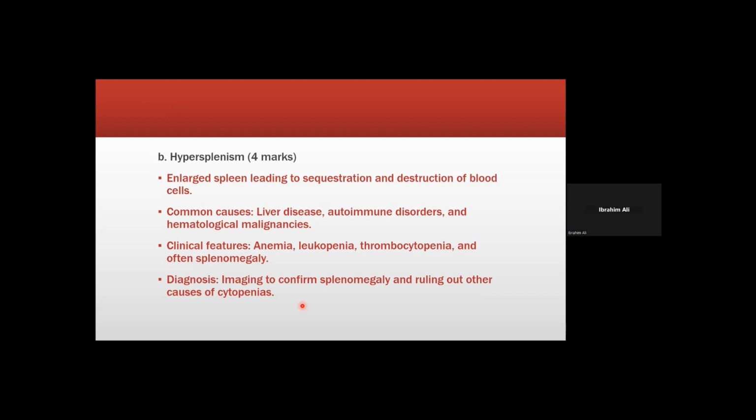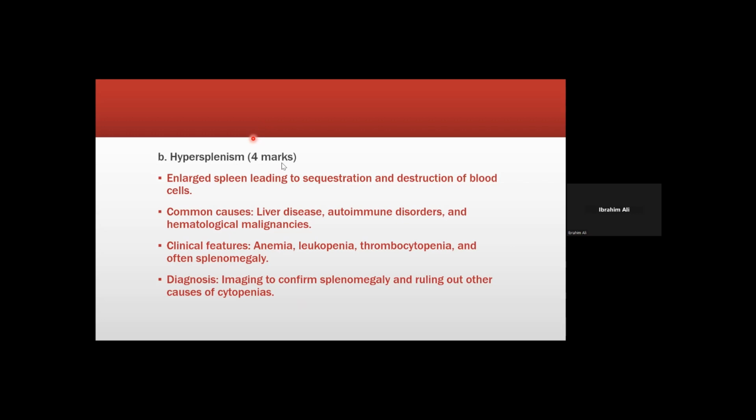Splenomegaly is when your spleen enlarges, and it is caused by several things like CML, infections like leishmaniasis, sarcoidosis, even polycythemia vera. So hypersplenism is an enlarged spleen leading to sequestration and destruction of blood cells. Common causes of hypersplenism are liver disease, autoimmune disorders, and hematological malignancies.